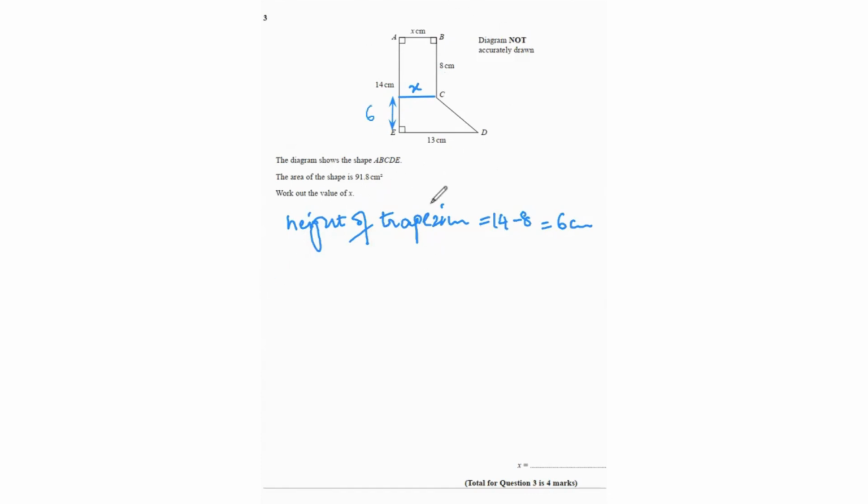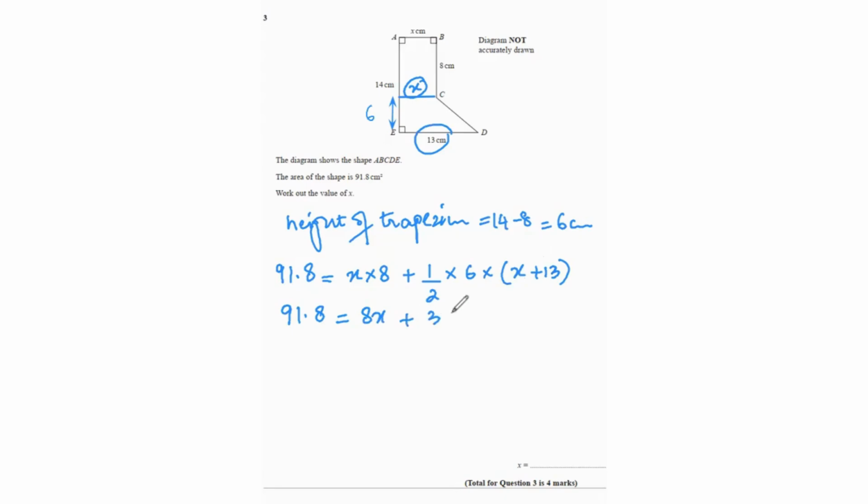So now we have the area of the entire shape. So 91.8 is equal to area of the rectangle, which is x times 8, plus area of the trapezium, which is 1 over 2, times the height, which is 6, times sum of the parallel sides. Parallel sides are x and 13. So 91.8 equals 8x plus 3 times x plus 13. Expand the bracket. 8x plus 3x plus 39.